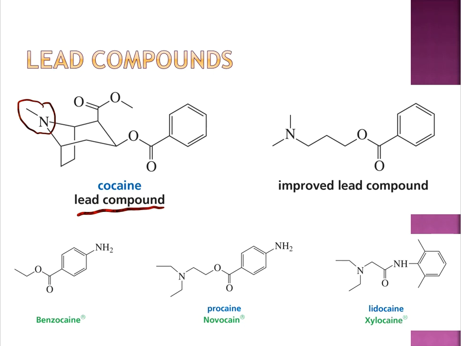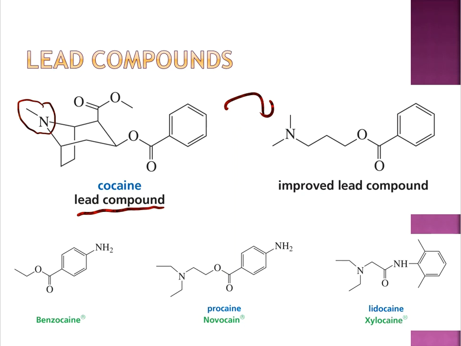One of these would be something like a painkiller. So how can we take an amine like cocaine and change it into something a little bit more manageable? So hence an improved lead compound. We have to start somewhere. We just don't make this up in a laboratory all the time.